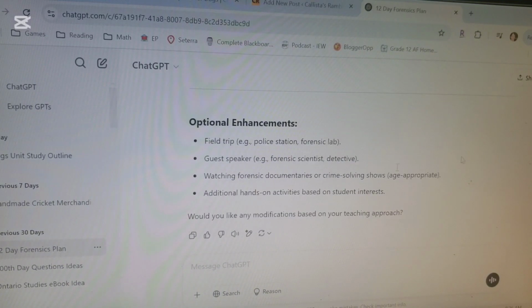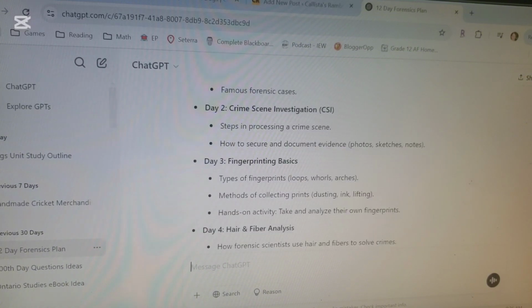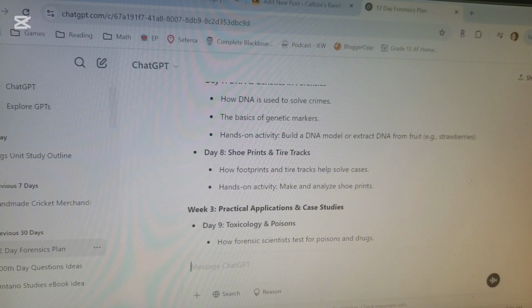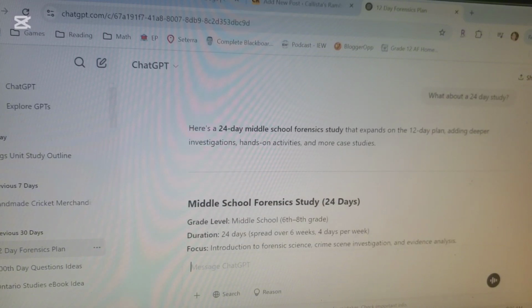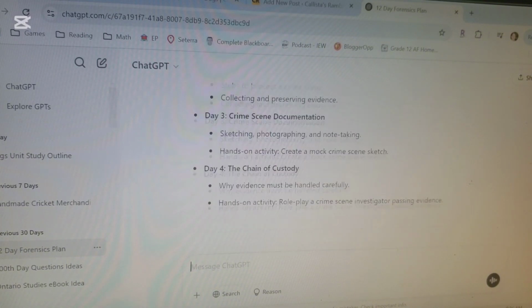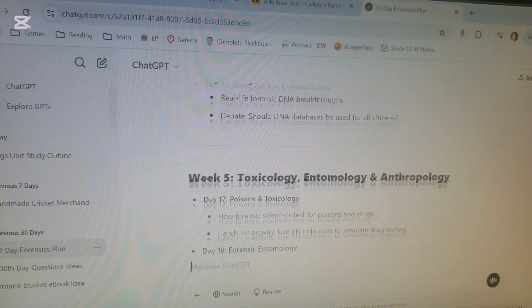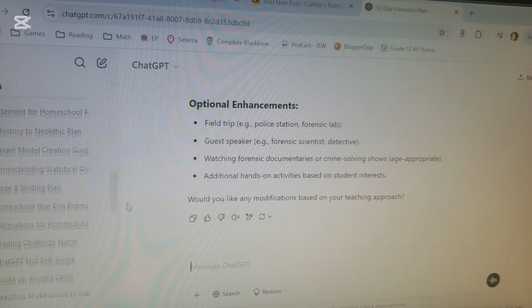We're doing forensics right now for a couple weeks. So the layout of a middle school forensics study that spans 12 days. I ended up doing it differently, but this was what it gave me. And then I said, what about a 24-day study? We used it for lots of things.